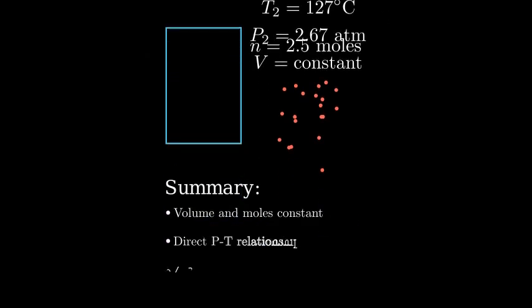When we keep volume and number of moles constant, pressure and temperature have a direct relationship. As temperature increases, pressure increases proportionally. In this case, increasing the temperature by 100 degrees Celsius caused the pressure to increase by 0.67 atmospheres.